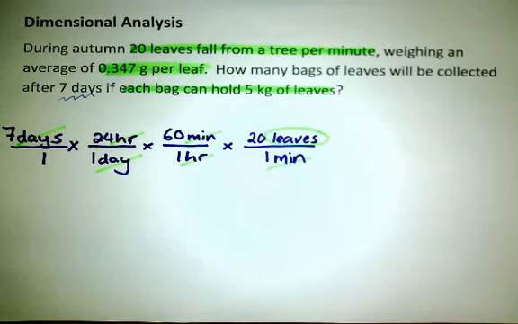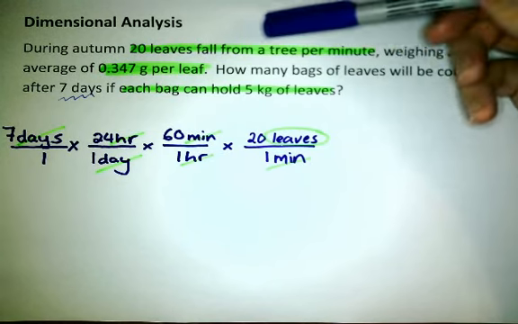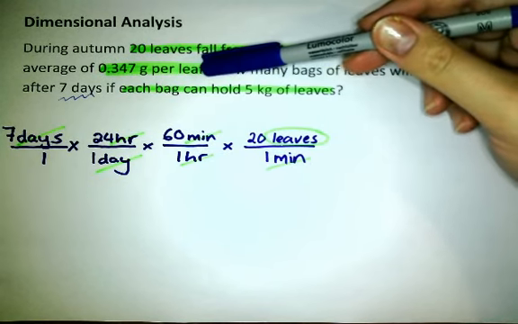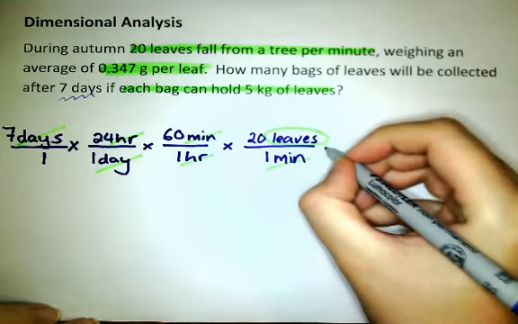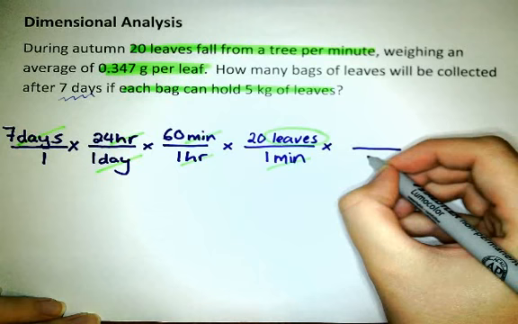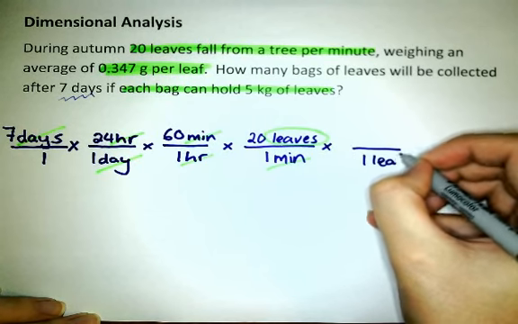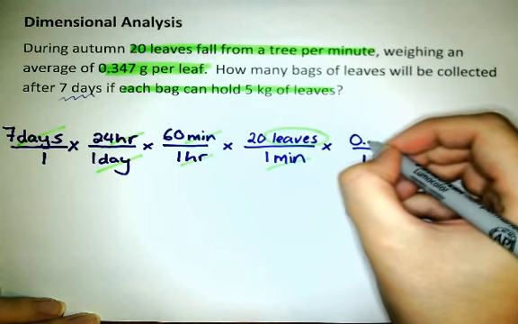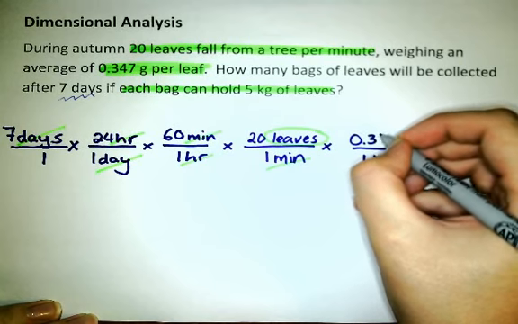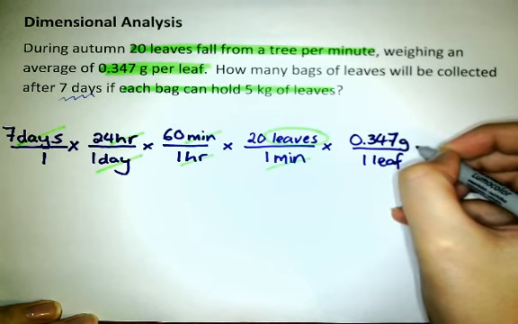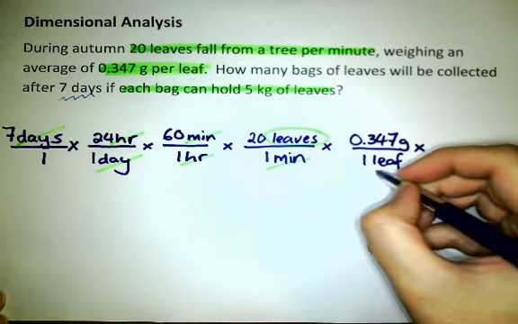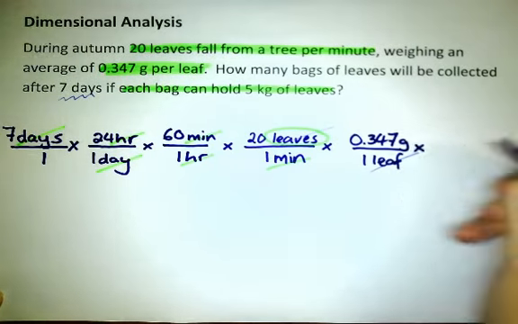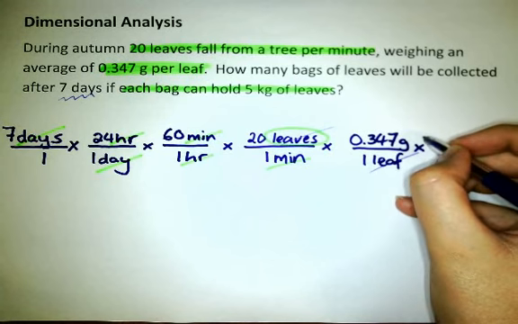If we want to carry on now and we examine our conversion factors, here it's talking directly about leaves. Doesn't matter whether it's plural or not. 1 leaf weighs 0.347 grams. Let's do a little bit of cancelling. Leaf and leaf. Now we've got grams.